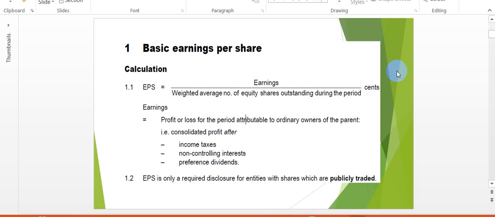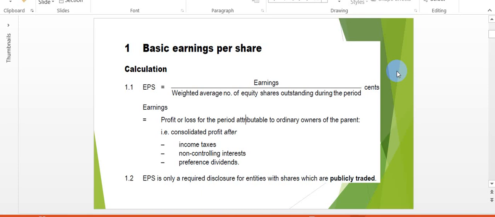The formula is given as EPS equals earnings divided by the weighted average number of equity shares outstanding during the period, and the answer is given in cents. Remember that always your answer is given in cents.